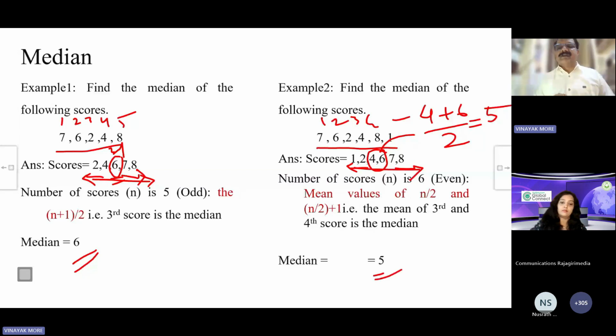So if it is odd, then finding the median is easy. You have to simply find the middle point. If it is even, then we have to consider both the middle scores.